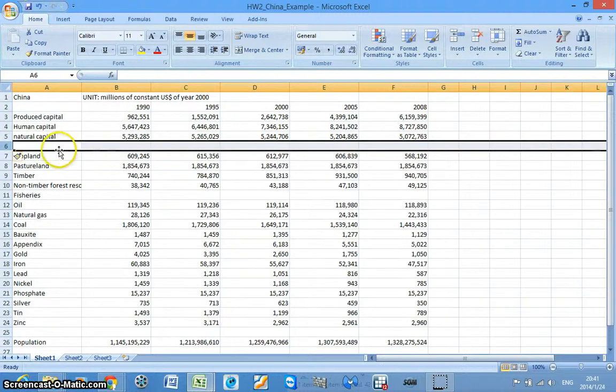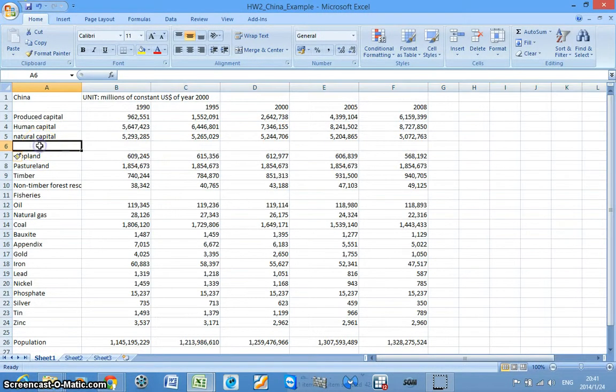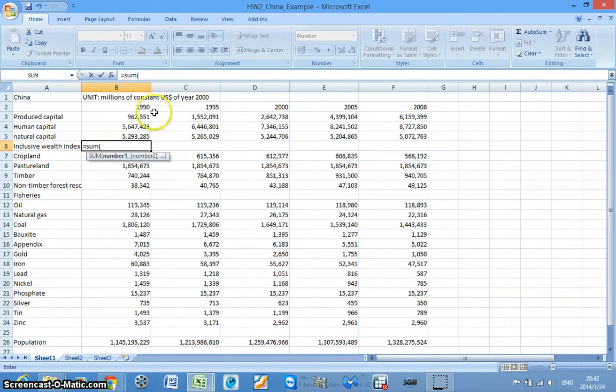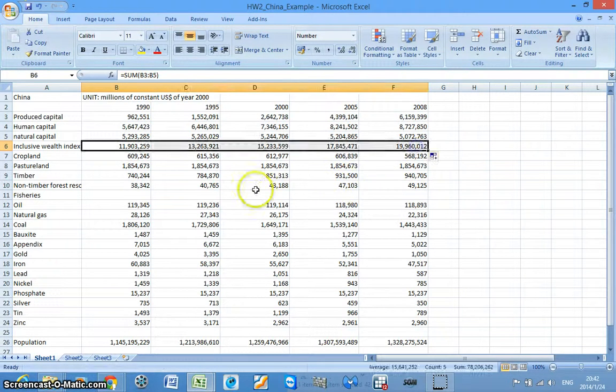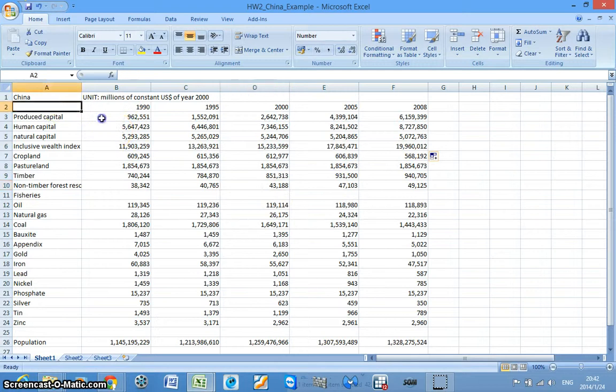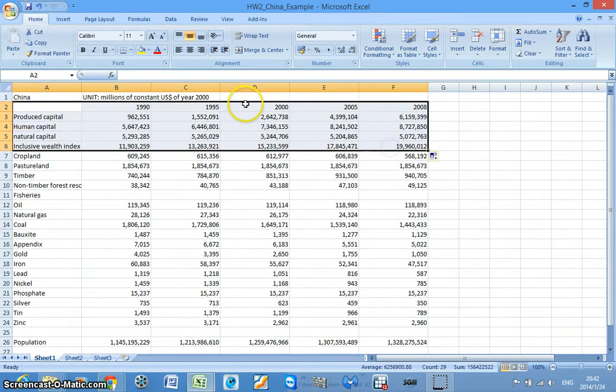Now you have the produced capital, human capital, and your calculated natural capital. You can now calculate the inclusive wealth index, which is the summation of these three. You can do this by just dragging it across. So you can format it to make it look nicer.